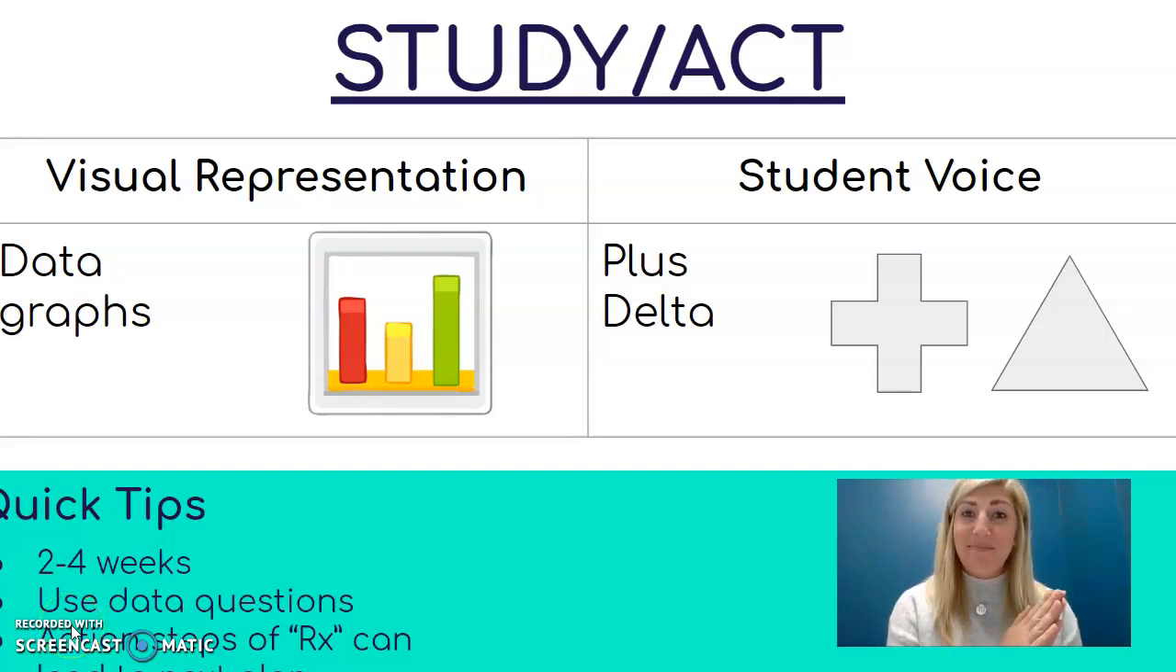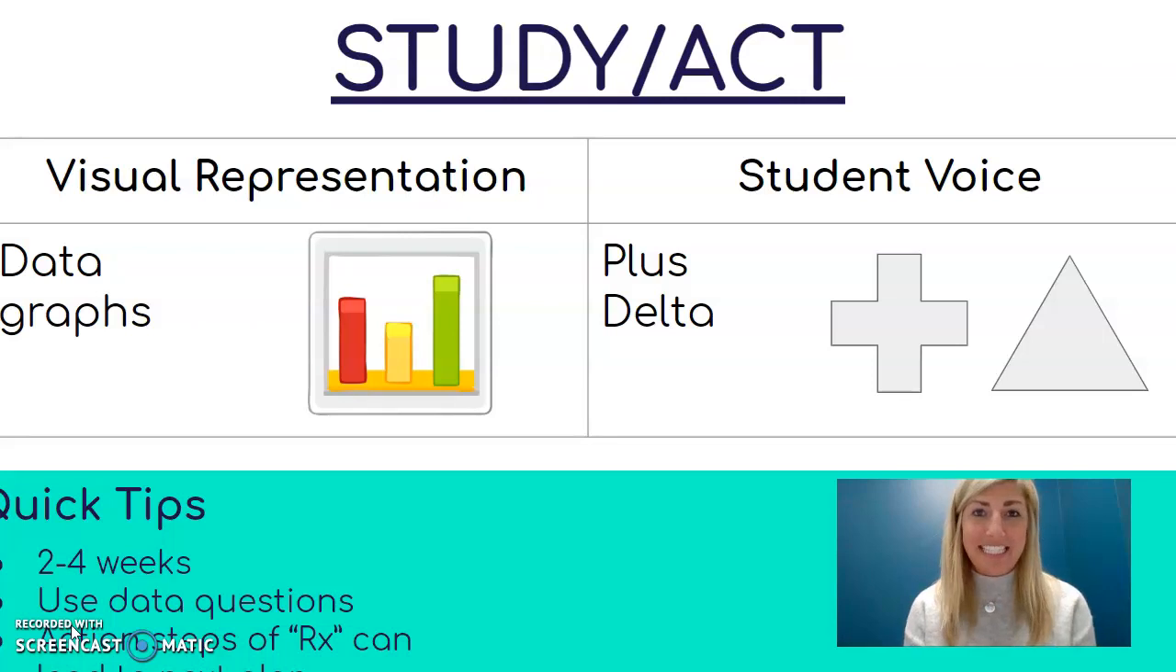Let's start with study. So here, there are two main parts that take place after your plan has been created and implemented for about 2 to 4 weeks.